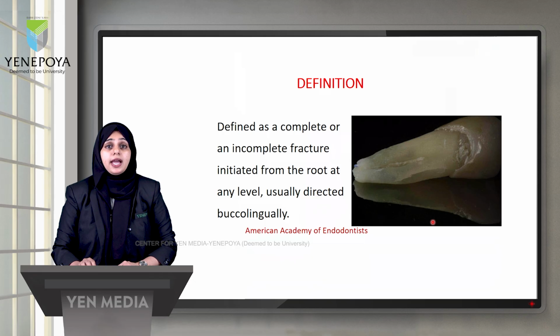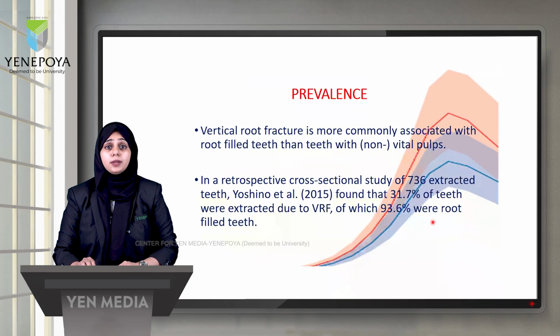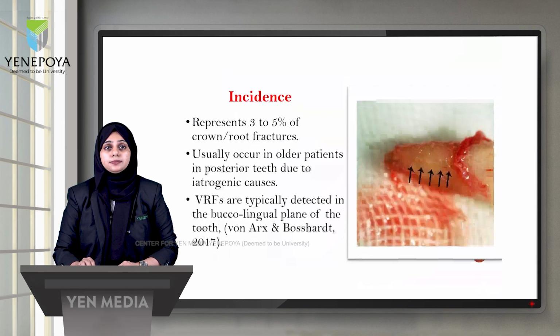Coming to the definition, according to the American Association of Endodontists, it is defined as a complete or incomplete fracture initiated from the root at any level, usually directed buccolingually. Prevalence. The vertical root fracture is commonly associated with root-filled teeth than teeth with vital pulp. In a study done by Yoshino et al., it was found that 31.7% of the teeth were extracted because of vertical root fracture, out of which 93.6% were root-filled teeth.